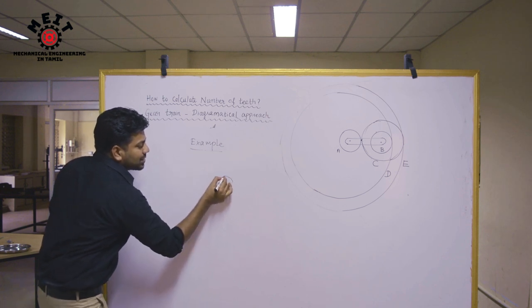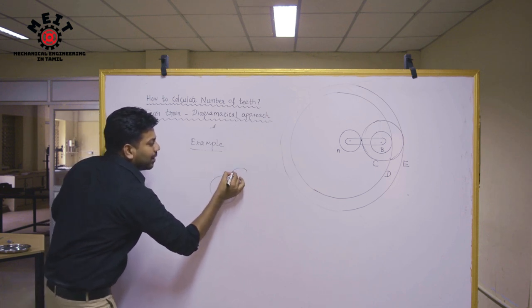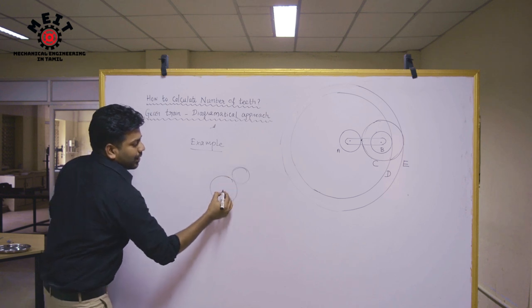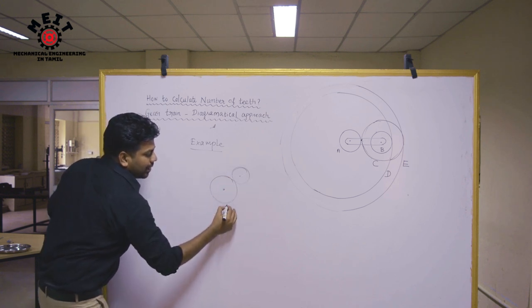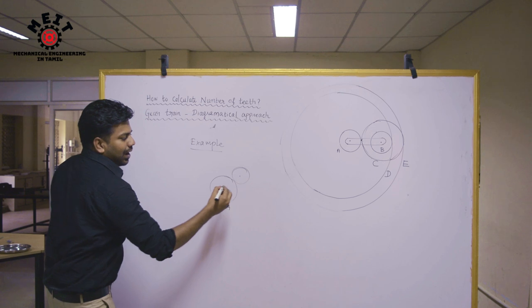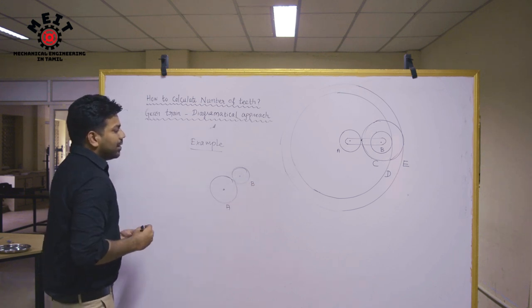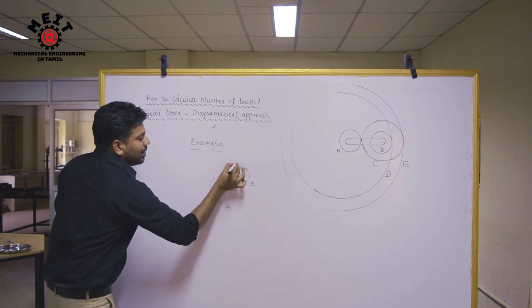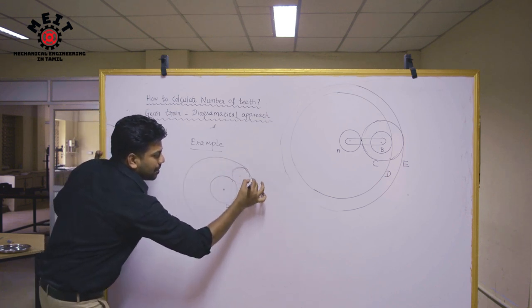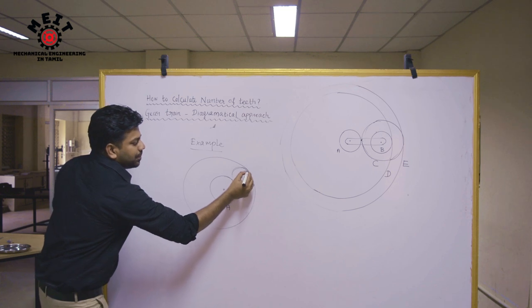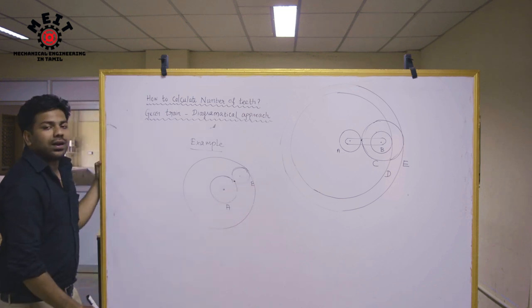So let me consider a sun and planet gear alone. The gear A is acting as the sun and the gear B is acting as the planet, and there is an internal gear which is having mesh with B. So let me consider that later.